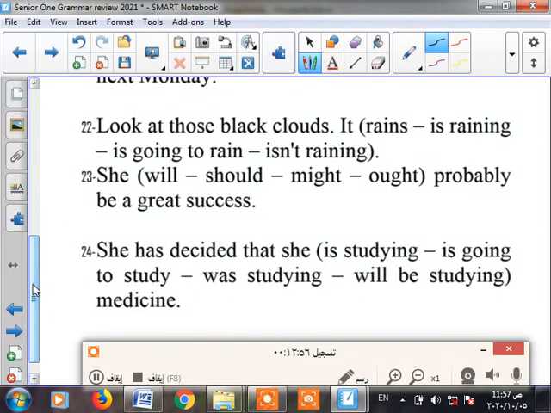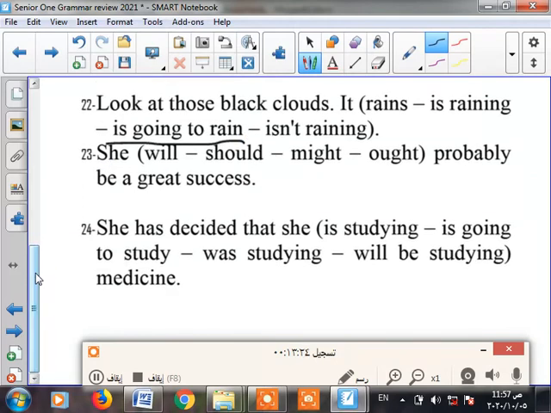Number 22. Look at those black clouds. Okay, it rains, it is raining, it's going to rain, it isn't raining. Here you are predicting something and you have evidence. Whenever you have evidence for something and you predict it, you have to use going to. So it is going to rain. So look at those black clouds, it is going to rain.